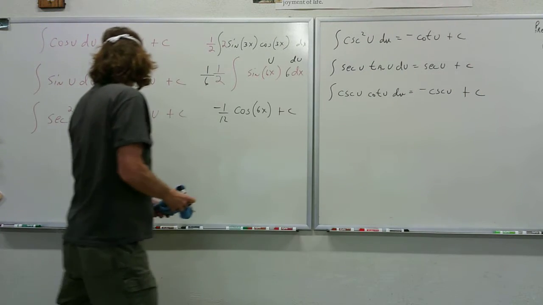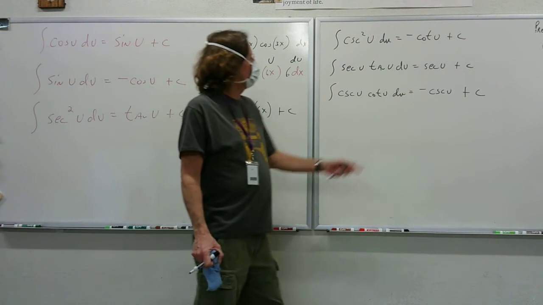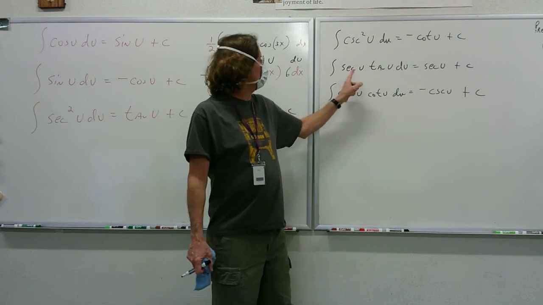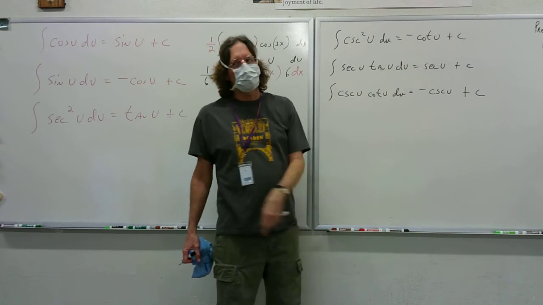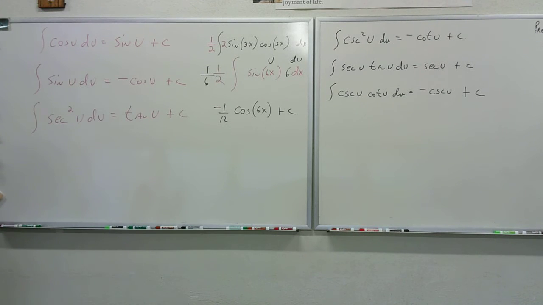So those are your 6 rules that you got from taking derivatives of trig functions last year, or earlier this year. When you were doing derivatives in calculus, if you took the derivative of tangent u, you got secant squared u du. If you took the derivative of secant u, you got secant u tangent u du. So those are the reverses for all of the 6 that you had.